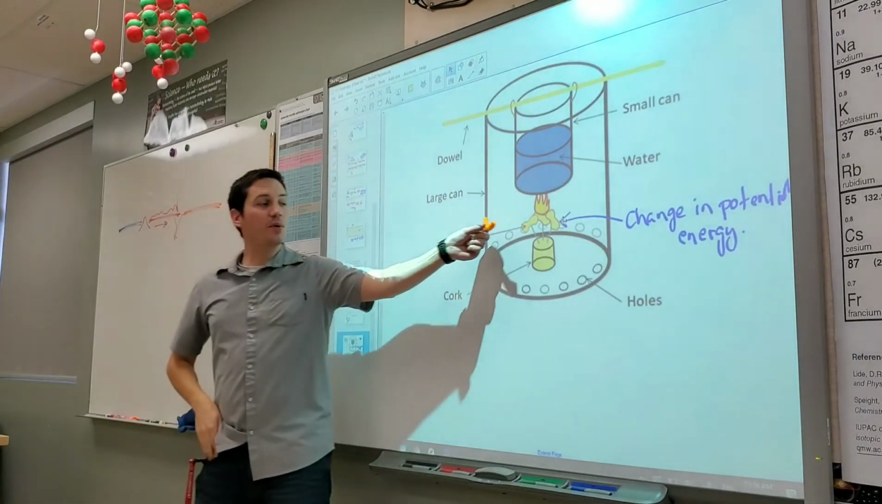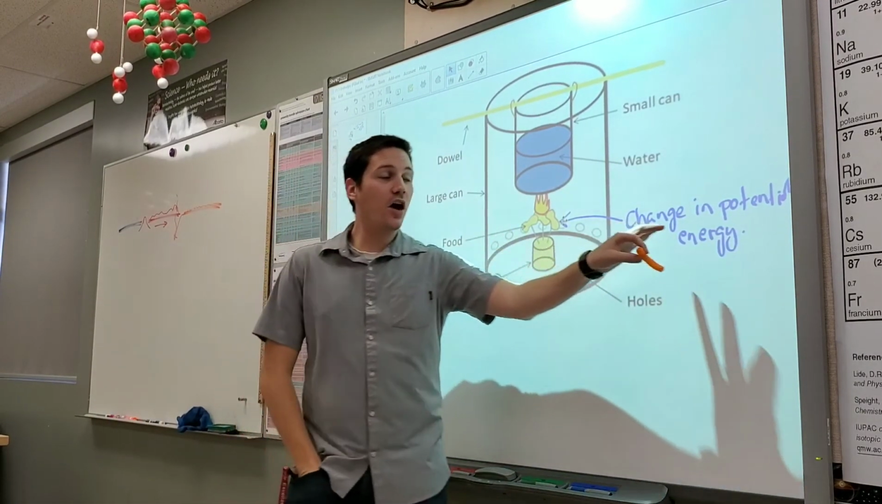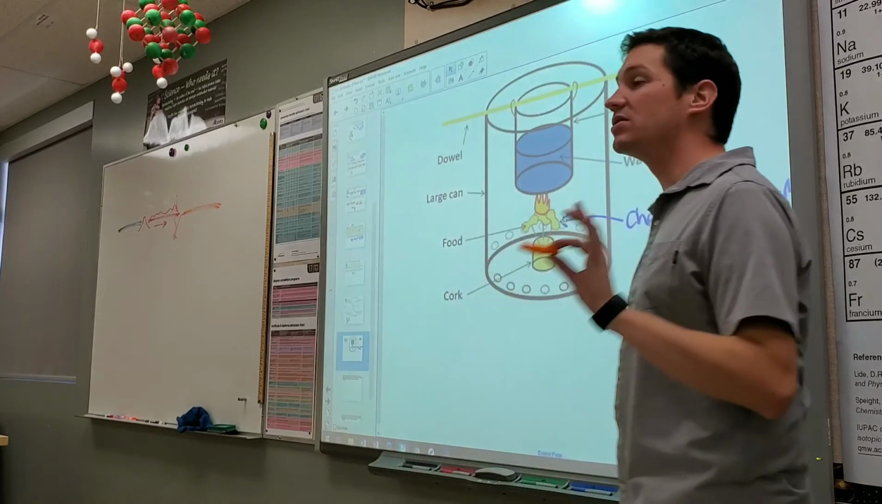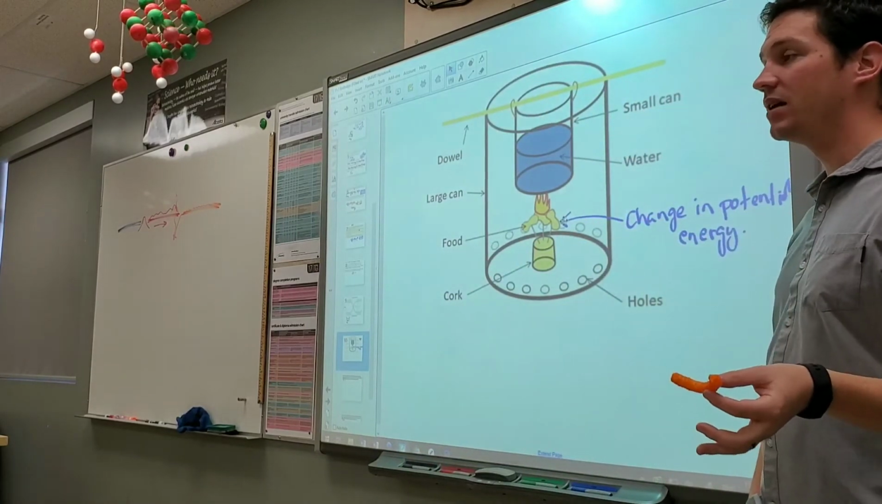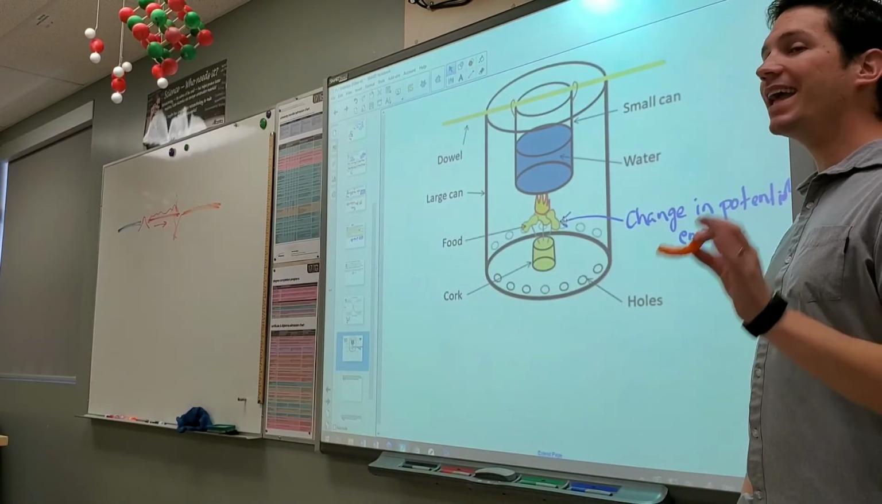Okay. When I burn this Cheeto, I cannot measure the change in potential energy. It's not physically possible for me to do that. But what can I measure?